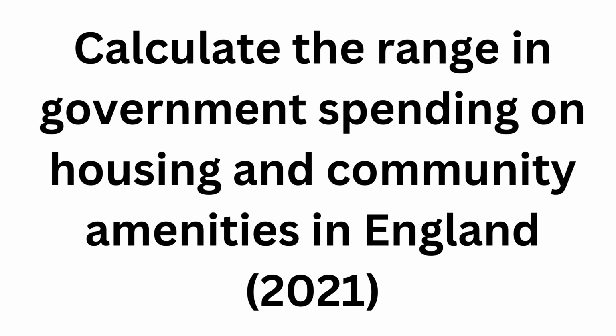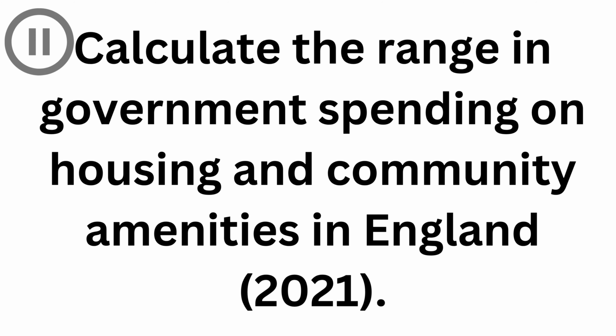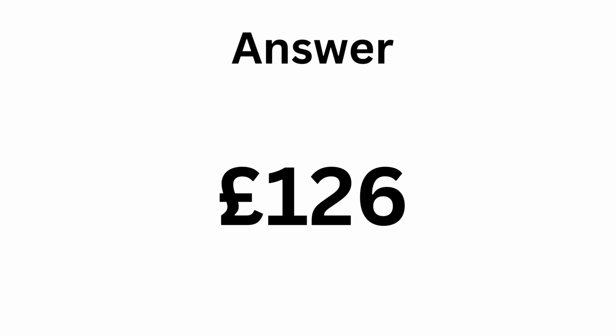Pause the video while you calculate the range in government spending on housing and community amenities in England from the table on page 2. The correct answer is £126. This is because the difference between the highest value, £203, and the lowest value, £77, is £126. Notice how we included the pound sign as the data is expressed in pounds.